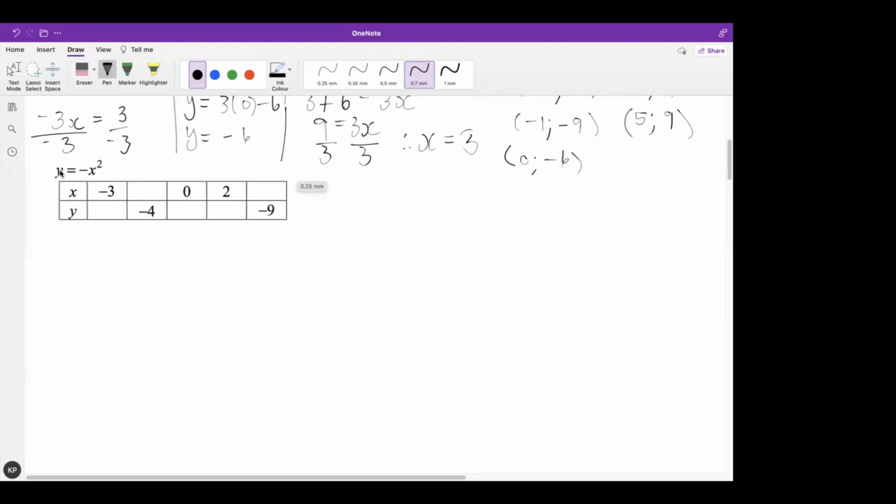Let's see. Okay, so we have established that these ones go where x is. Let me highlight all of them. And the ones at the bottom go where y is. Now, it says x equals negative 3 squared. What's negative 3 squared? What's negative 3 squared?